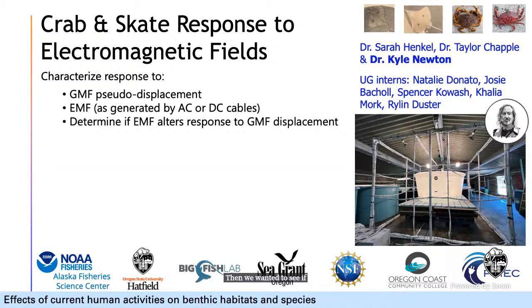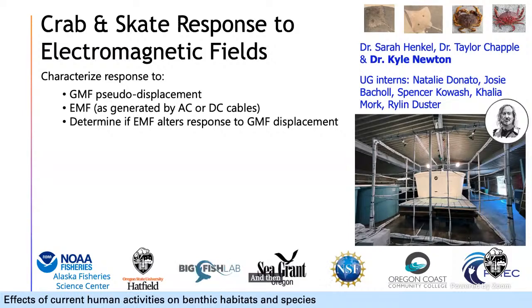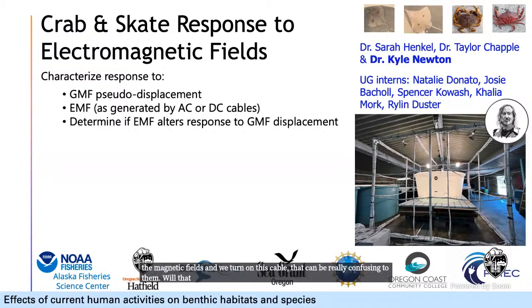Then we wanted to see if they would respond to the cable being on under the tank. So we had the cable under the tank, and we put AC through it, DC through it. And then to really get at what the concerns are, we wanted to see if the cable being on or off changed their response to the geomagnetic displacement using the magnetic fields. If we turn on this cable, that could be really confusing to them. Will that disrupt their migration?